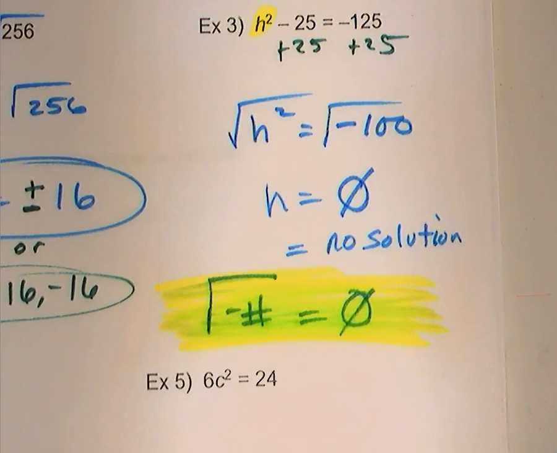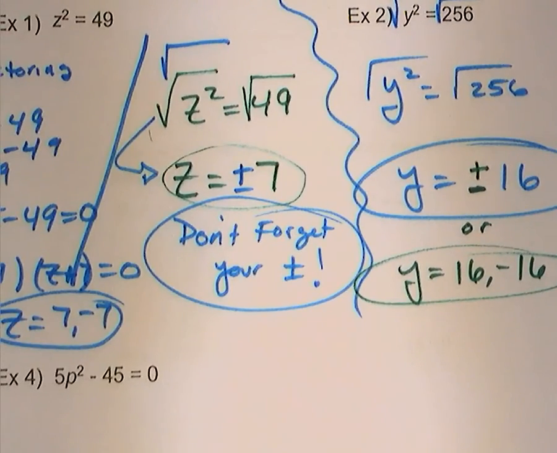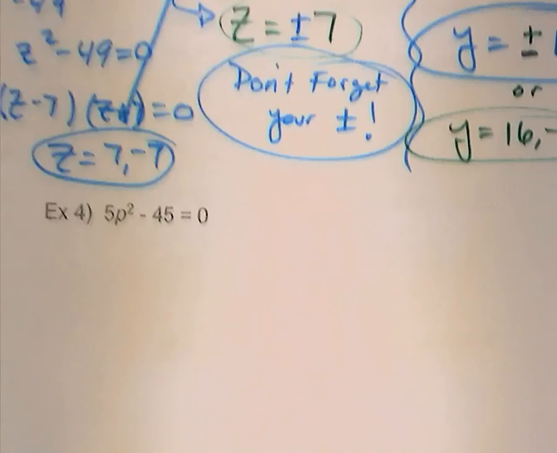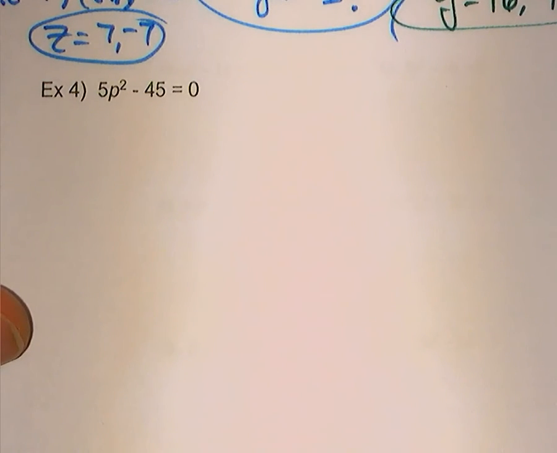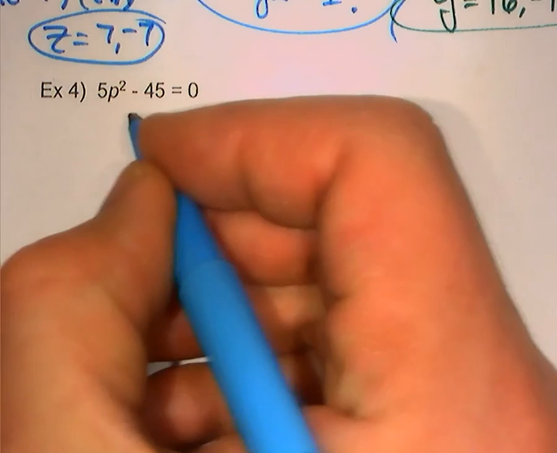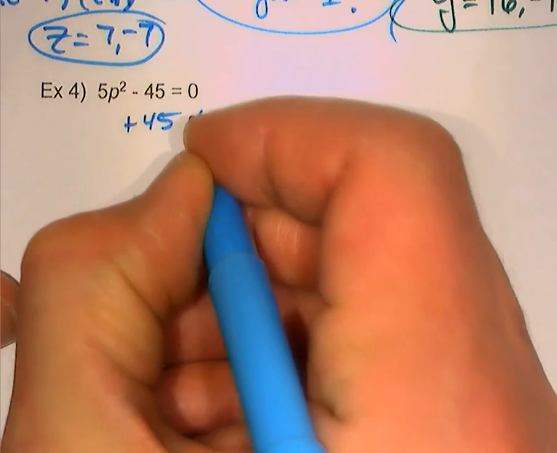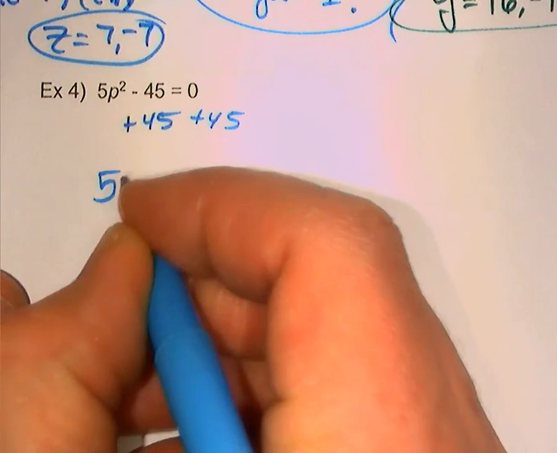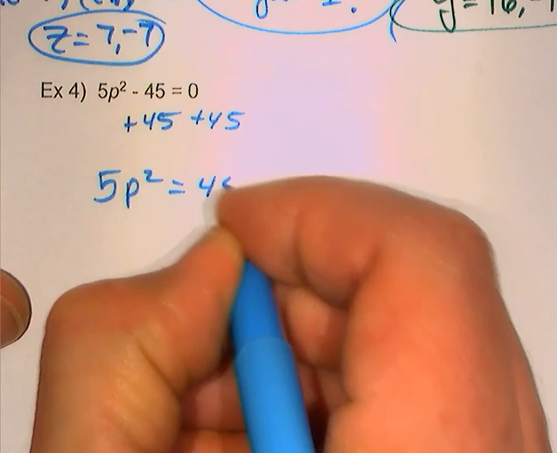These are all good questions. Let's take a look at number 4. I've got 5p squared minus 45. First thing you would do is try to get this p squared by itself. How do you do that? How can I get p squared by itself? Take a guess. Colton. Add 45 over. So now I got 5p squared equals 45.